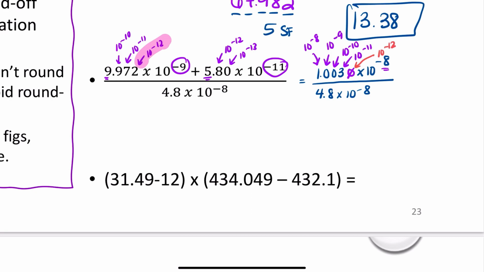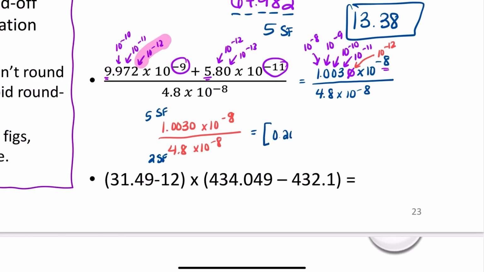So now what I'm actually calculating is 1.0030 times 10 to the negative 8 for my precision, divided by 4.8 times 10 to the negative 8. Now, the numerator has 5 sig figs, the denominator has 2 sig figs. In the end, it wouldn't have mattered if I hadn't realized the 0 was missing, because it's going to cancel out anyway. I'm going to calculate an answer here, 0.2089583333, which I am going to round to 2 sig figs because of the denominator being 2 sig figs. Overall, 0.21 will be my value.